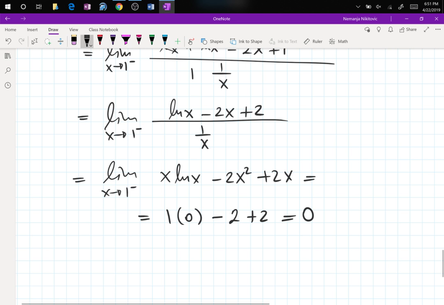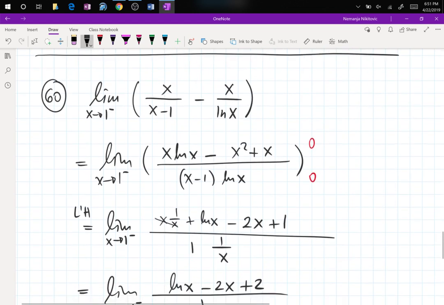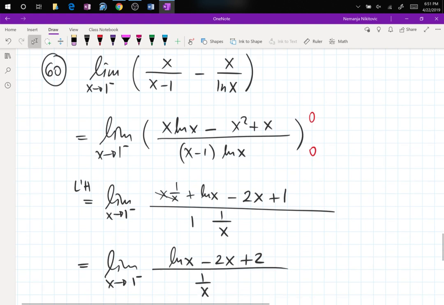So I'm going to now verify this in Wolfram Alpha, but it makes no sense because the calculation is solid and the graph doesn't agree. And I graphed it right. x over x minus 1 minus x over ln x.